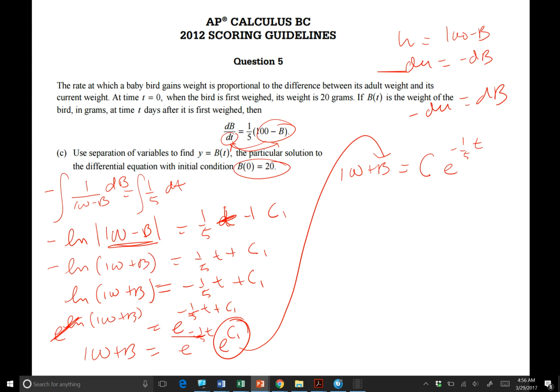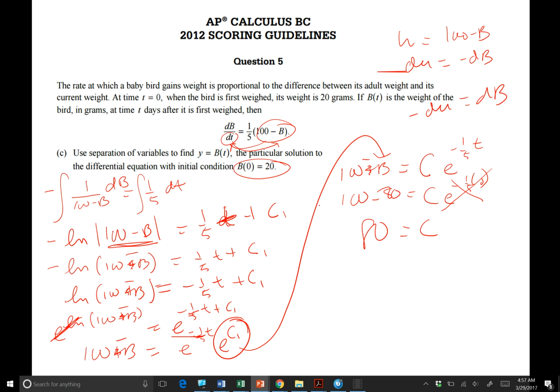At this point, I'm going to use my initial condition. So my initial condition says I'm going to plop a 20 in there. So we get 100 plus, I turned my minus into a plus, didn't I? These should all be minuses. Sorry about that. So 100 minus 20 equals C e to the negative 1/5 times 0. Negative 1/5 times 0 is 0, and e to the 0 power is just 1, so that's going to go away. 100 minus 20 is 80, so C is 80.